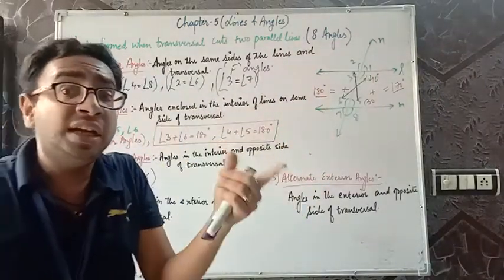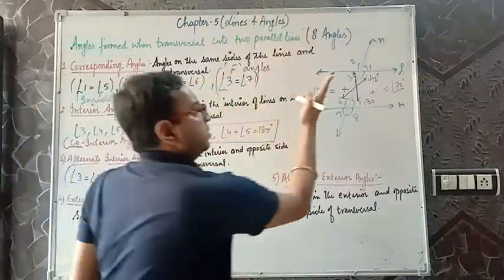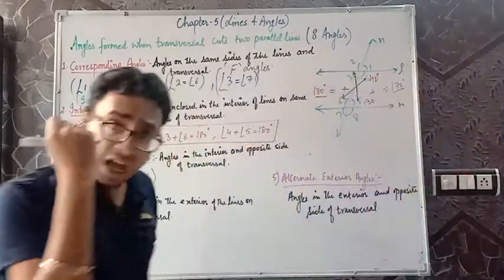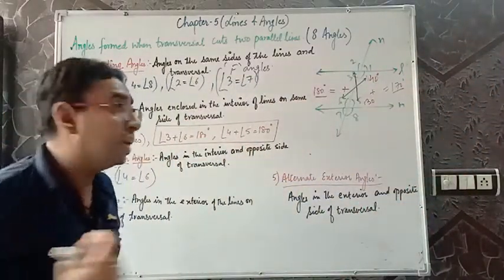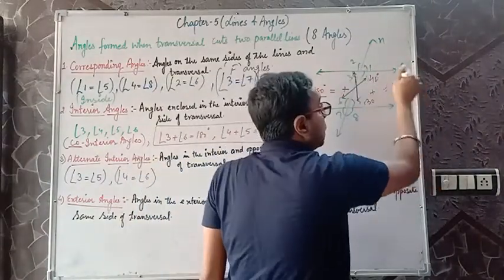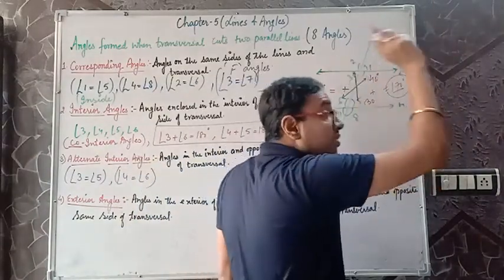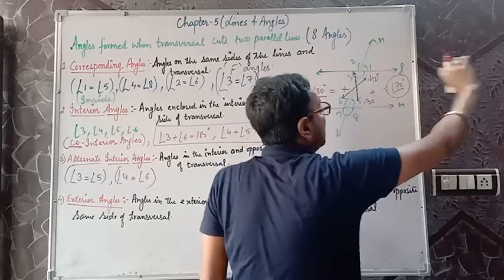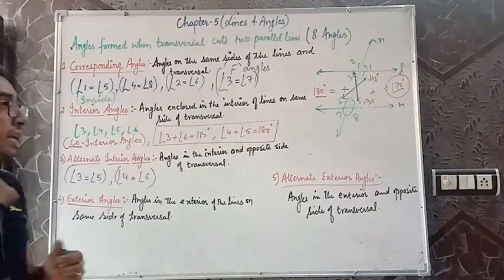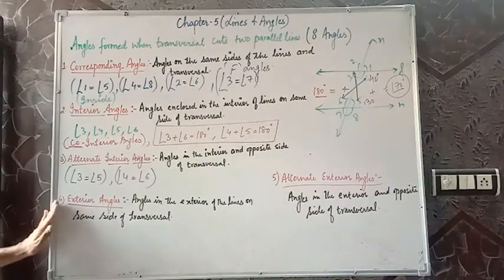If they were making 180, that means a straight line. A straight line will continue, it will never meet. Are you getting the point? Why 180 only? Because the distance needs to be the same everywhere. But 170 means at some far point they will definitely intersect with each other. Clear? Now coming to exterior angles.